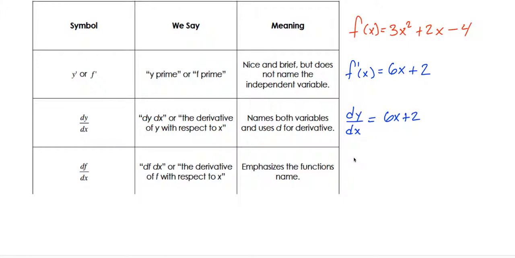And we could also write it as df/dx, which is also equal to 6x plus 2. These are all ways to write the derivative of f of x.